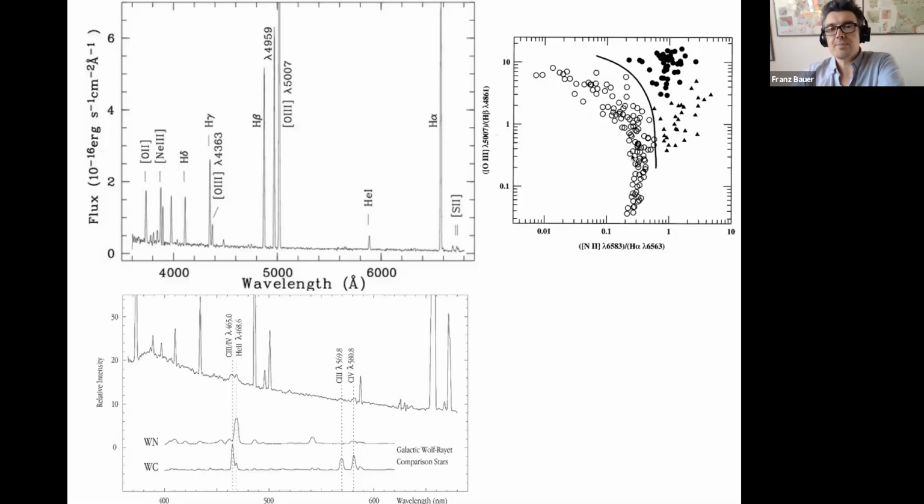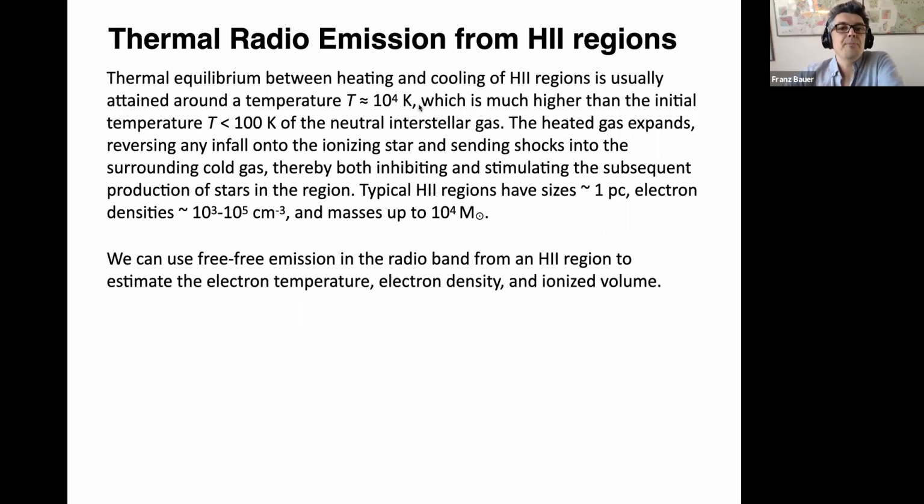And typically you can use the emission lines to figure out what the strength of the ionizing source is, whether it's from stars or from AGN. So this is an ionization diagram. Let's say we have a situation where we have thermal equilibrium between the heating and cooling. And so we have a temperature of about 10 to the 4 Kelvin. And of course, this is much higher than the typical interstellar gas.